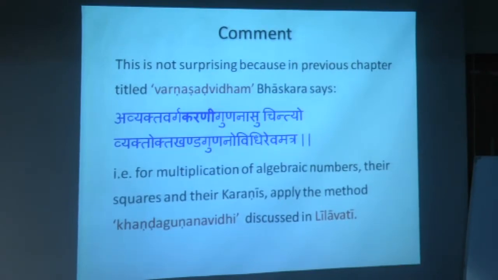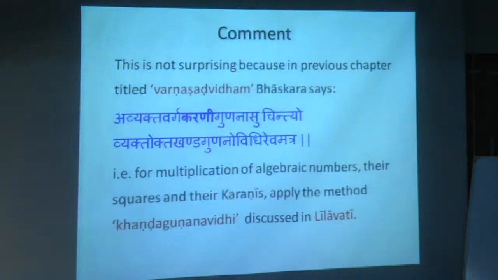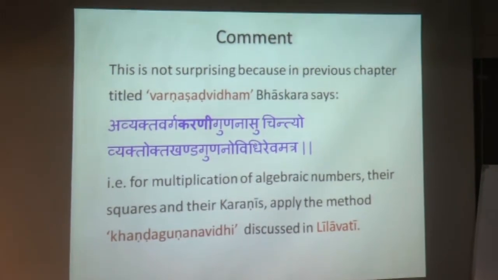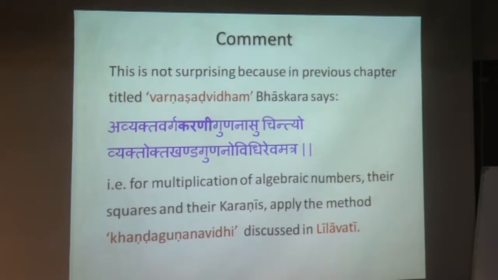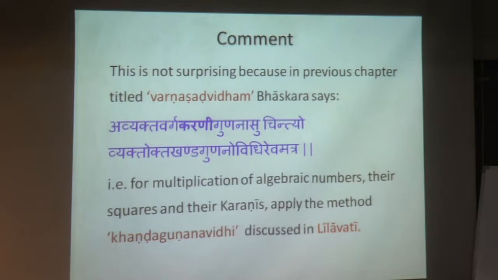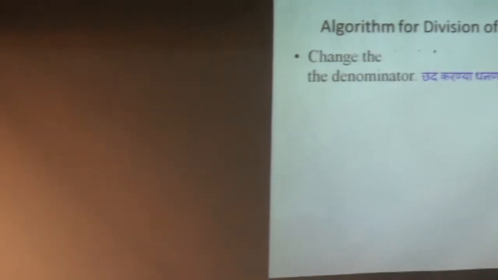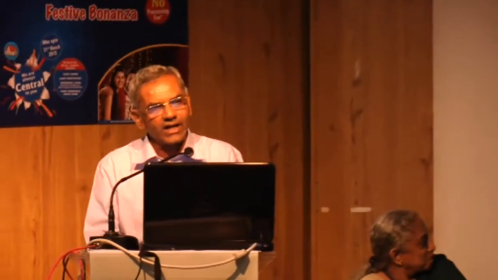This is not surprising. Why has Bhaskara not given any algorithm for multiplication of Karanis? Only because in the earlier chapter Varnashadvidham, Bhaskara makes a very specific comment that for multiplication of algebraic numbers, their squares and their Karanis, apply the method called Khanda Gunana Vidhi discussed in Lilavati. Khanda Gunana Vidhi means multiplication by parts. The method already discussed in Lilavati for numbers is equally applicable to Karanis, so he has not discussed it again. Now about division, as the earlier speaker pointed out, the fourth method of division is nothing but today's rationalization method.